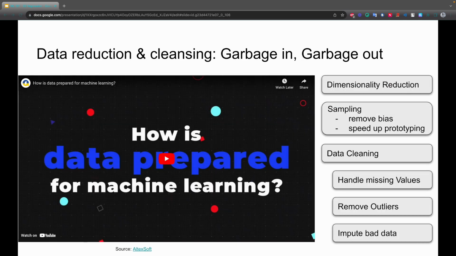Another important topic is data reduction and cleansing. Remember, our ML model is only as good as the quality of the data it learns from. In our hands-on exercise, we worked on a very small and clean dataset, but that is uncommon in real-world data. Let's understand some of the common data reduction and cleansing steps involved in preparing data for machine learning.